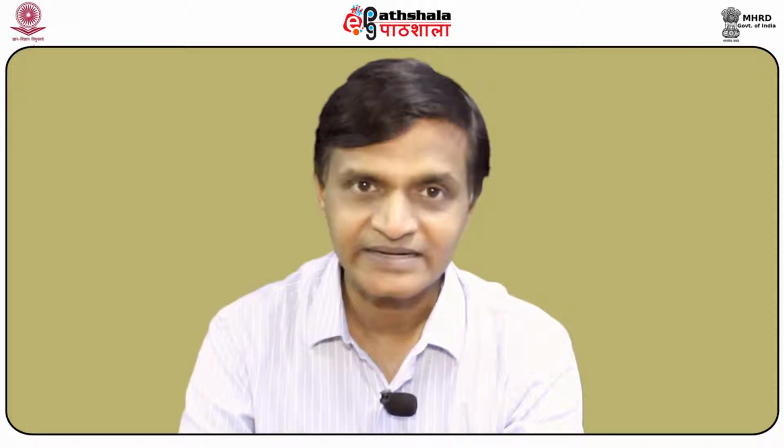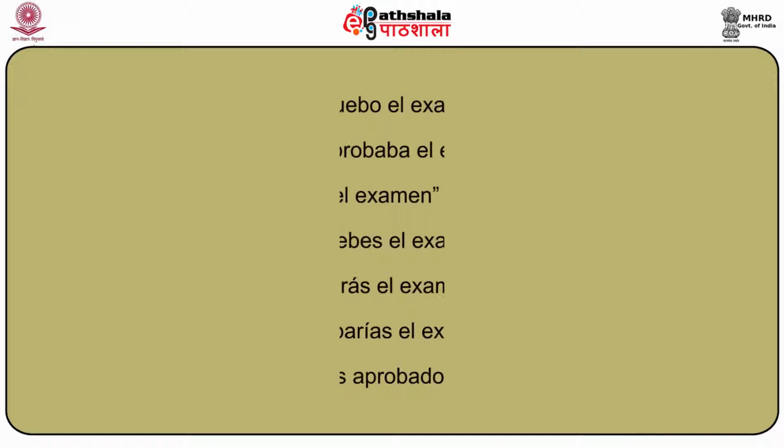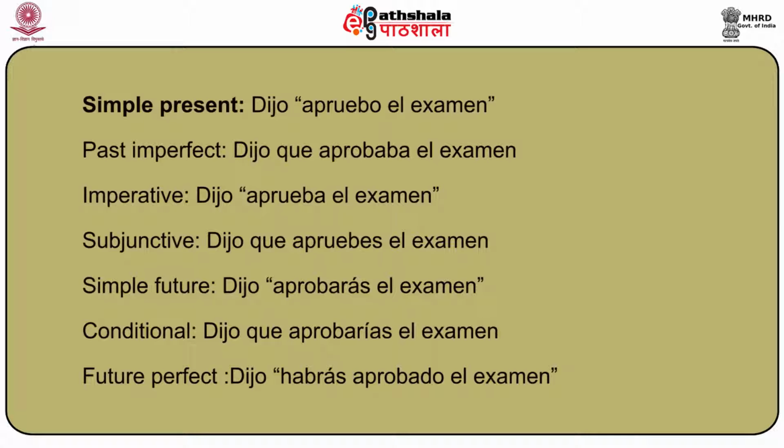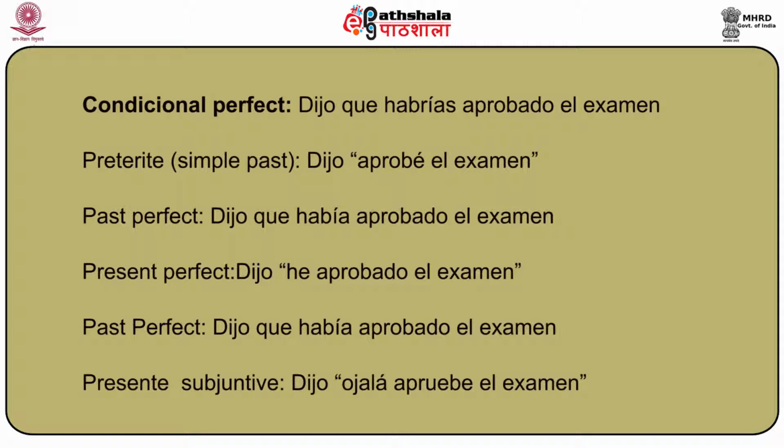So, when we are talking about the direct speech or the indirect speech, the simple present would be: dijo, apruebo el examen. The past imperfect would be: dijo que aprobaba el examen. The imperative would be: dijo aprueba el examen. The subjunctive would be: dijo que apruebes el examen. The simple future would be: dijo aprobarás el examen. The conditional of the same sentence would be: dijo que aprobarías el examen. The future perfect would be: dijo habrás aprobado el examen. The conditional perfect would be: dijo que habrías aprobado el examen. And the preterite simple past would be: dijo aprobé el examen.